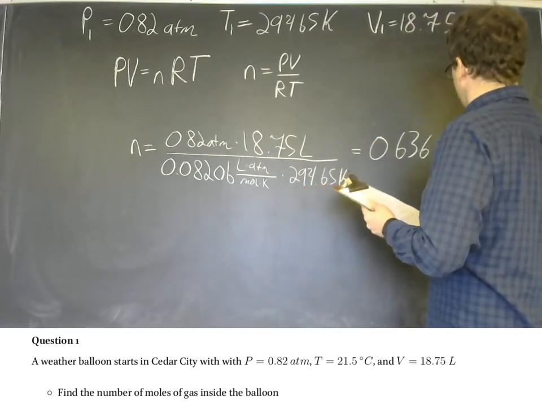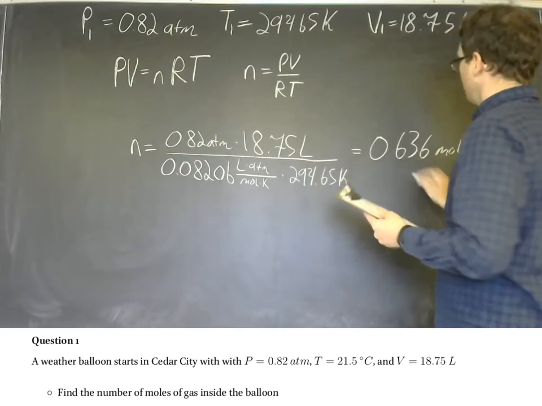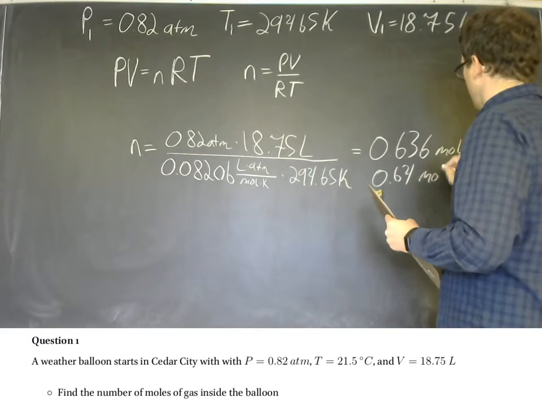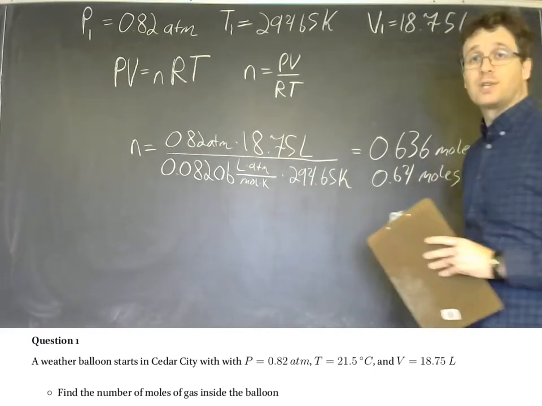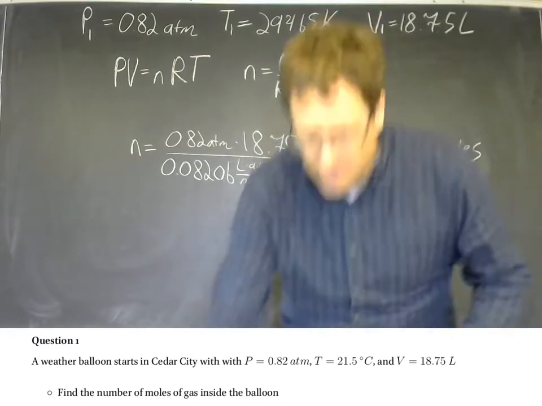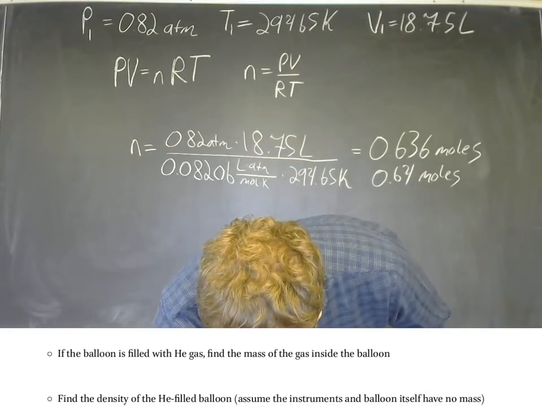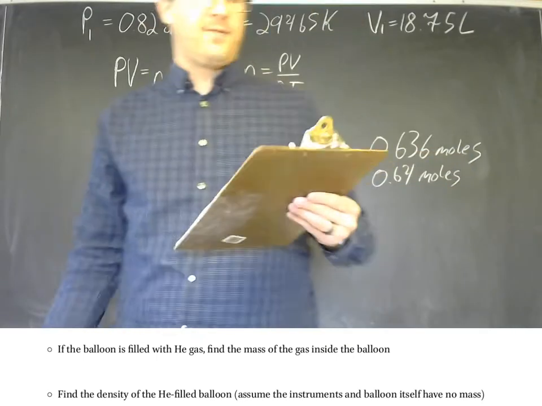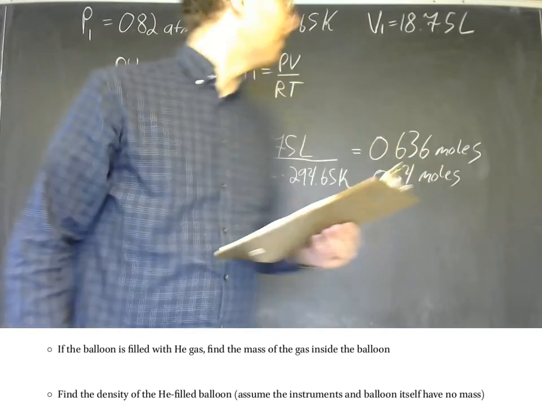And we put that in the calculator and we're going to get 0.636 moles. With only 2 sig figs, that would be 0.64 moles to the proper number of significant figures. The next question says, if the balloon is filled with helium gas, find the mass of the gas inside the balloon.